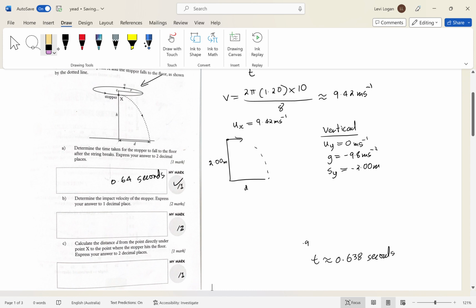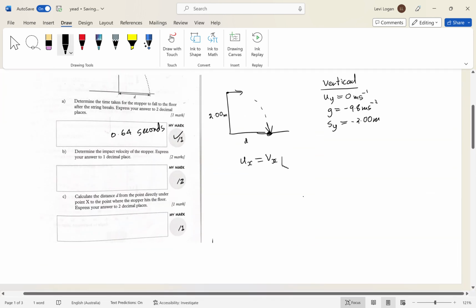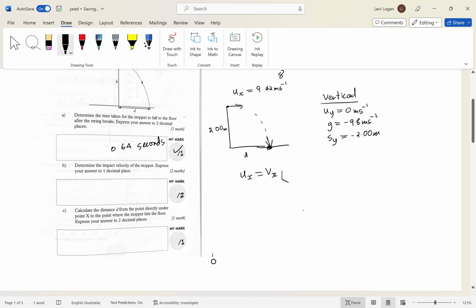So part B is to find the impact velocity. So the impact velocity is the velocity at the point at which it hits the floor. Since there's no acceleration in the horizontal direction, u of x is the same as v of x, so the initial horizontal velocity is the same as the final horizontal velocity, which is 9.42 meters per second. Now here, at this point up here, u of y is 0 meters per second.